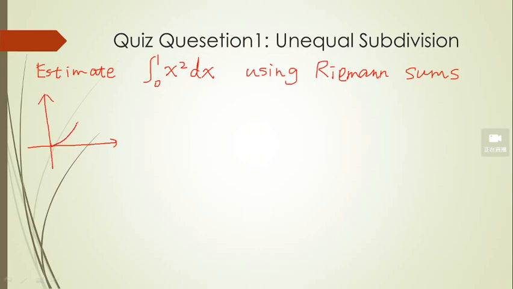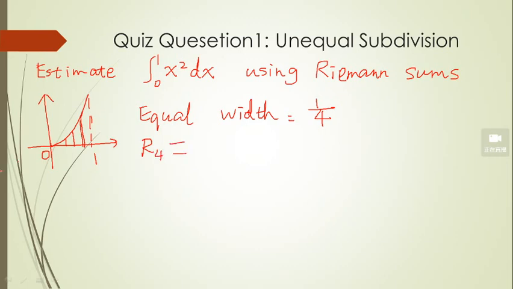And what we did before is, from 0 to 1, we divided into 4 rectangles. We use 4 rectangles to estimate, and the equal weights. The equal weights case is each weight is 1/4, right? Each weight is 1/4, and if we calculate the R4, which means you choose the right endpoint.